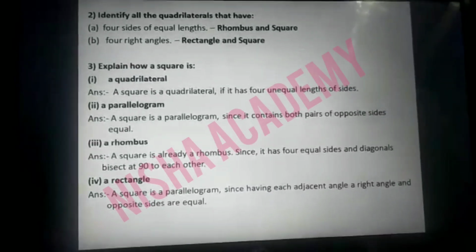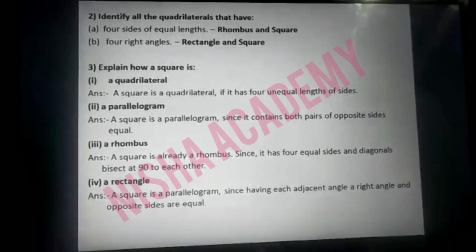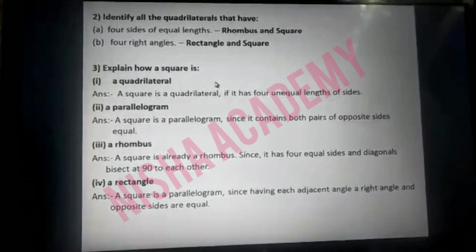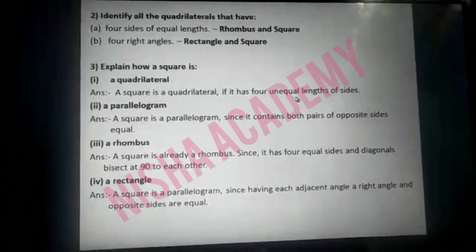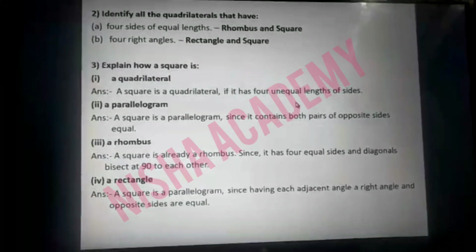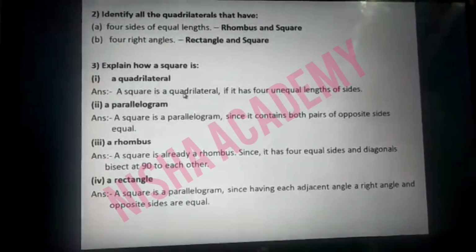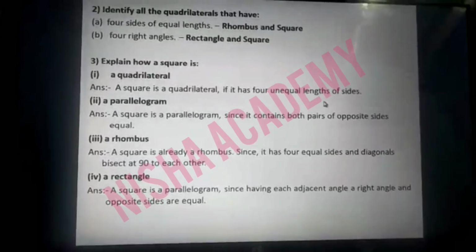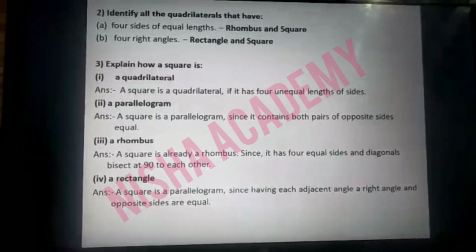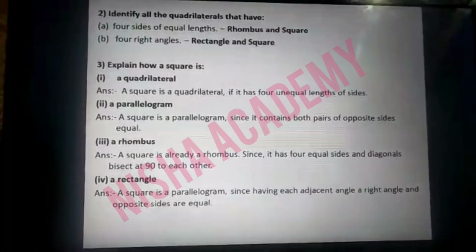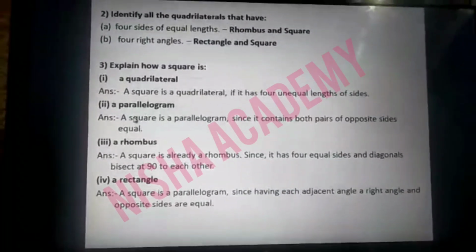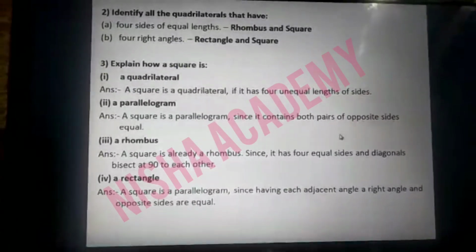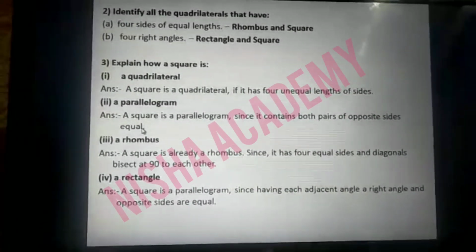Third one. Explain how a square is a quadrilateral. How can we say that a square is a quadrilateral? Why? Because a square has 4 unequal lengths of sides. A square can be said to be a quadrilateral when it has 4 unequal lengths of sides, meaning when its sides have unequal length. How can we say that a square is a parallelogram? Because it contains both pairs of opposite sides equal.